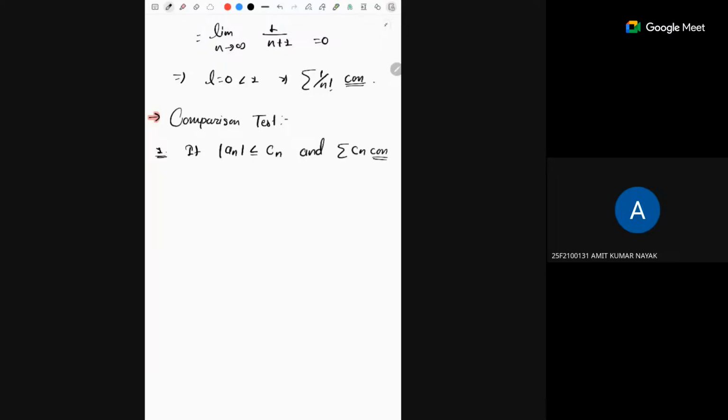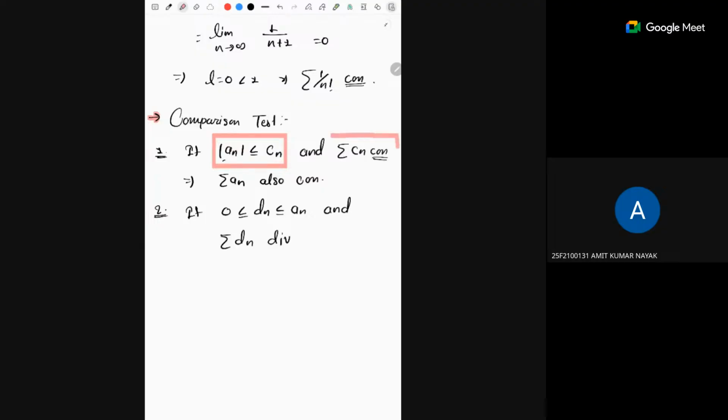then ultimately what is happening is that you are bounding the series a_n by some convergent series. So if modulus of a_n is less than or equal to c_n, and if summation c_n converges, then you can say summation a_n also converges. This is the first thing. Now the second statement says that if 0 is less than or equal to d_n is less than or equal to a_n, and summation d_n diverges, then you can claim that summation a_n also diverges. So see the combination. The first: modulus of a_n is less than or equal to c_n and summation c_n converges, then summation a_n converges. The second: 0 is less than or equal to d_n is less than or equal to a_n and summation d_n diverges, then summation a_n also diverges.